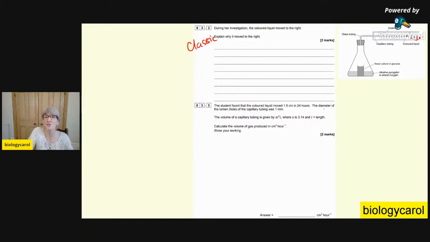Well, I know from my biology that when the yeast, now notice we've already established that this is now anaerobic respiration because the apparatus has been left for an hour, all the oxygen has been used up, that this yeast is going to produce carbon dioxide. As a result, the volume of carbon dioxide in the flask will increase, the pressure will increase, and therefore it's going to force the bubble to move to the right.